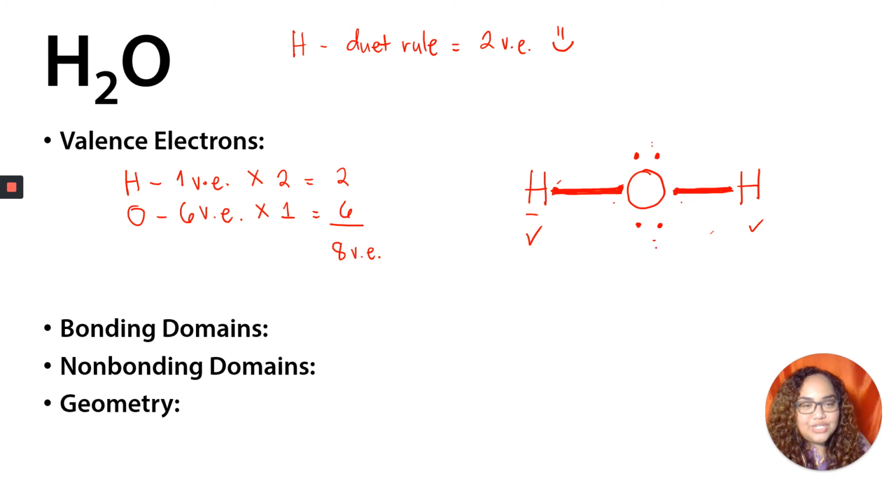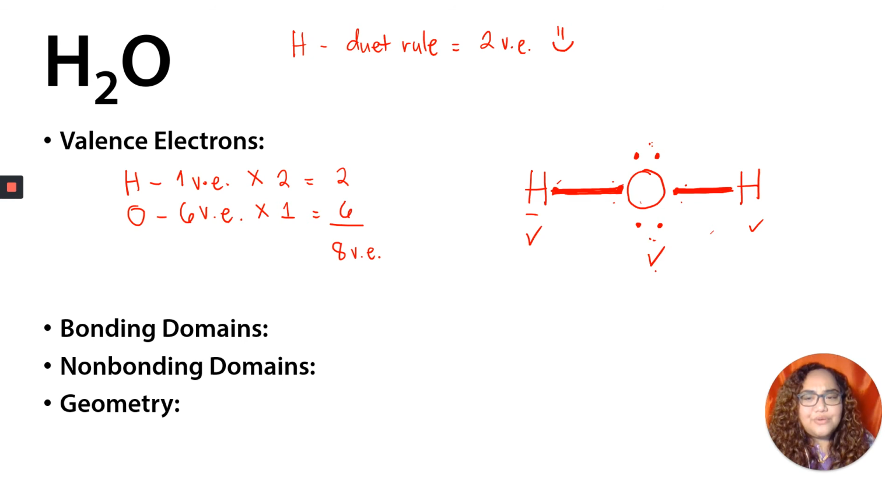How about for the oxygen? Now, for the oxygen, look at the oxygen. Is it happy? Let's count. So 2, 4, 6, 8. Yeah. So that's already, oxygen is already happy.